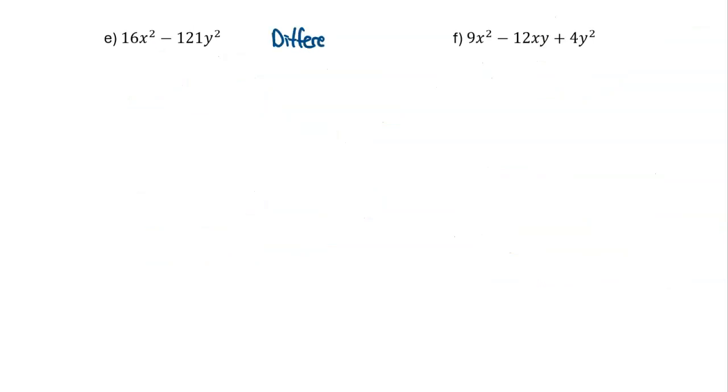16x squared minus 121y squared. This is a difference of squares. The idea here is that we have two squares, and there's a difference between them, the minus between them. Basically, anytime you see two terms, it's probably going to be a difference of squares. It might not be, but it usually will be.